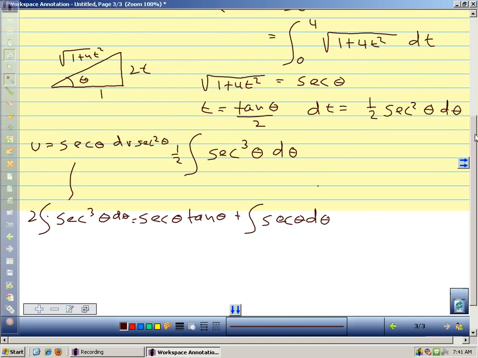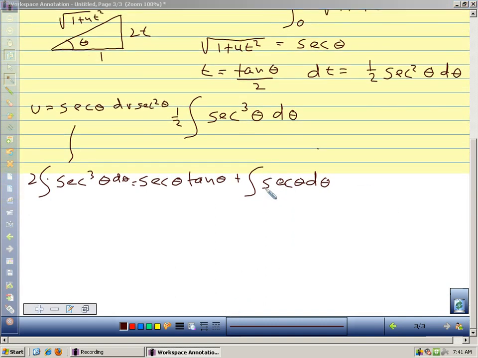But finally, this is a good one to know how to do. It's a nice trick that you do to get this integral, and it's one of those that comes up fairly regularly. This one is definitely one that's in the back of your book.